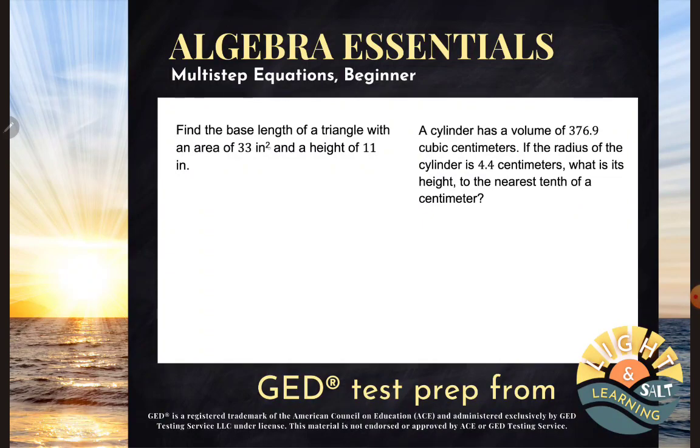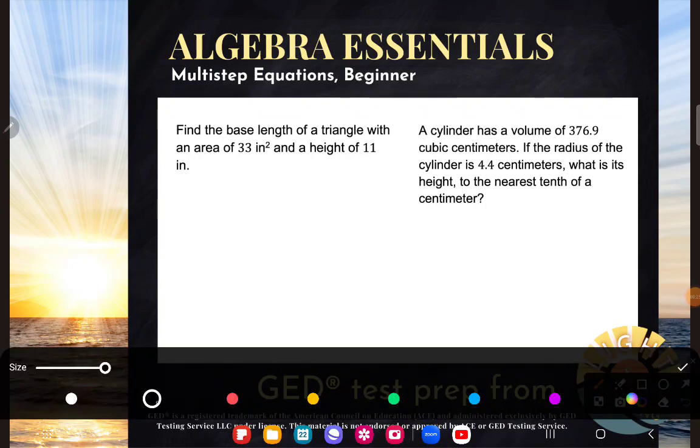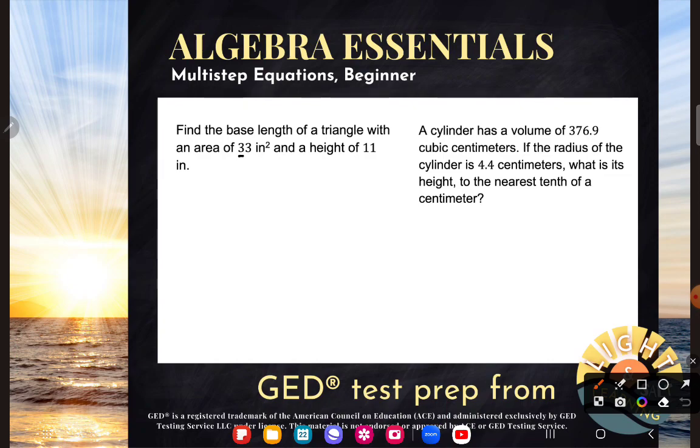Find the base length of a triangle with an area of 33, and that little abbreviation doesn't say inch squared or inch to the second power, although I suppose you could read it that way. It says square inches. So 33 square inches and a height of 11 inches.